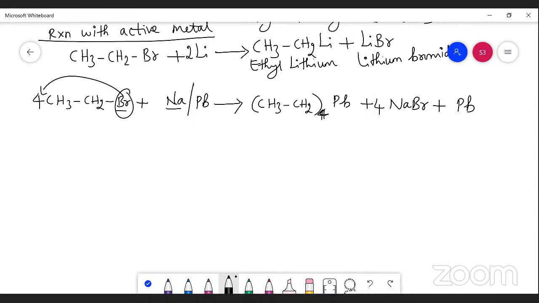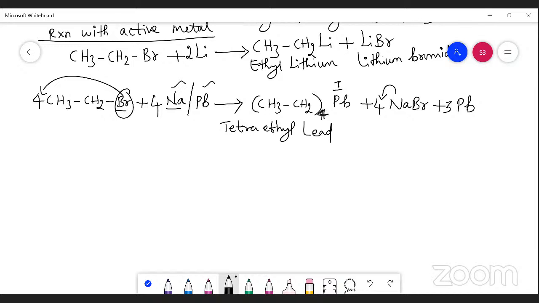So now bromine is ready. While I am writing bromine, again I have to go with the sodium. So sodium also 4. If I put 4 here, 4 sodium is balanced, but what about lead? Here only 1 lead. So for that balancing, I put 3 lead here. Is it okay? So this name is tetraethyl lead. This is called a reaction with the active metal.